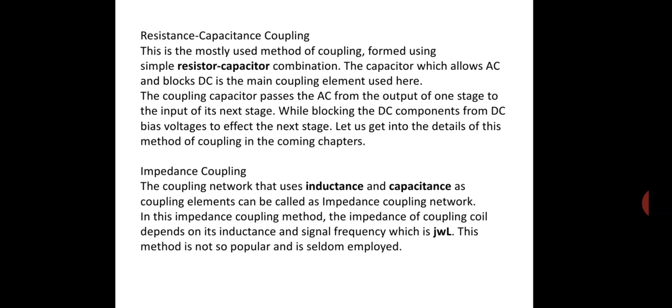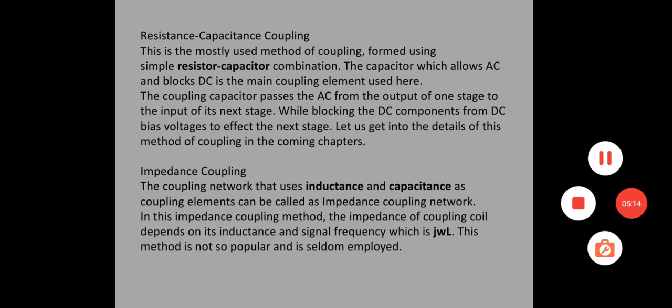What is impedance coupling? The coupling network that uses inductance and capacitance as coupling elements can be called an impedance coupling network. In this impedance coupling method, the impedance of the coupling coil depends on its inductance and signal frequency, which is j omega L. This method is not so popular and is seldom employed. So the coupling devices are resistor, capacitor and transformers, which have the impedance j omega L.